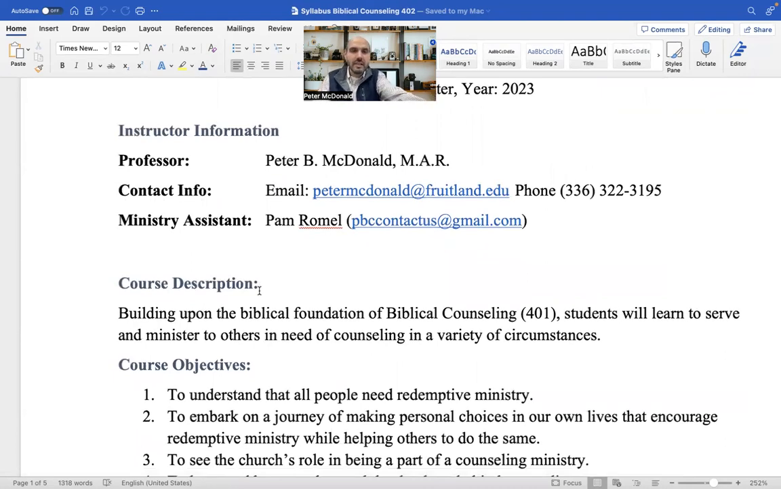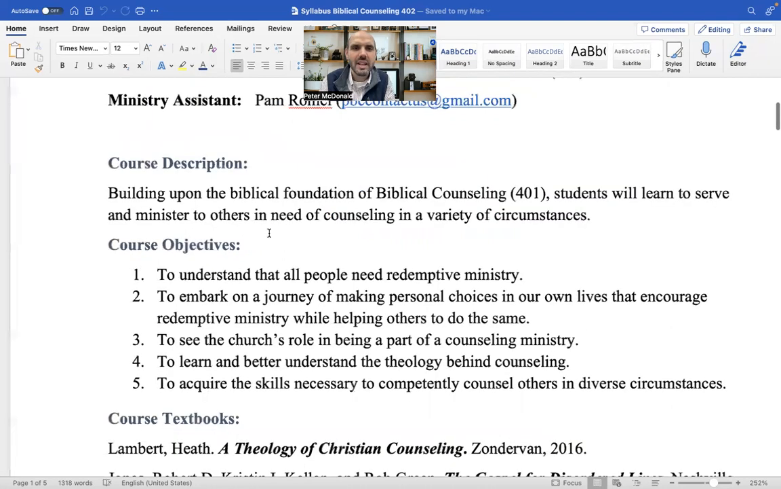My information is located there for you. If you need to contact me, I have a Fruitland email, but also you can text me. This is my personal cell, so you can feel free to text me. If you can't reach me through text or through email for some reason, I don't know why, but if you can't, my ministry assistant's name is Pam Rommel. She's here at the church. That's her email address too. She's way better at responding to emails quicker than I am, way quicker.